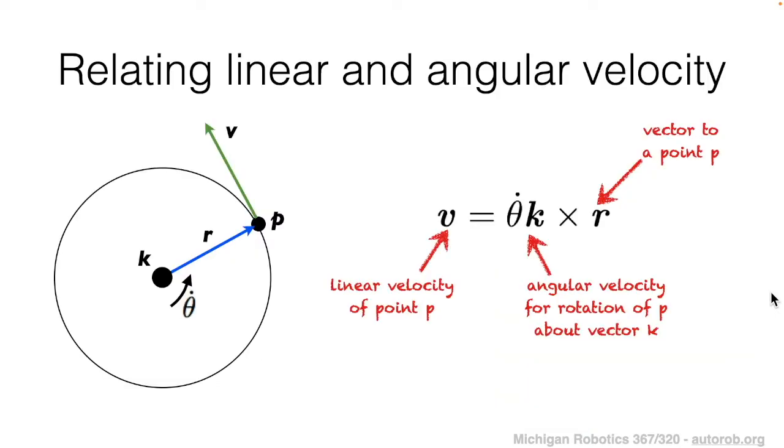In addition, another useful property of cross product is we can use it to relate linear and angular velocity. For example, if we have in this case a linear velocity of this point P, which is rotating about the point K, then we can directly calculate the linear velocity of this point P based on the angular velocity crossed with the radius of rotation for this particular point.